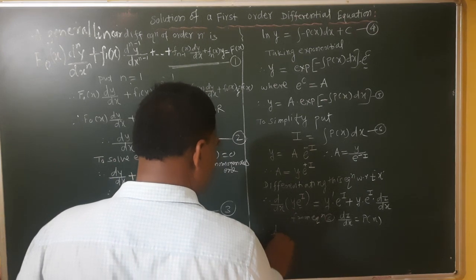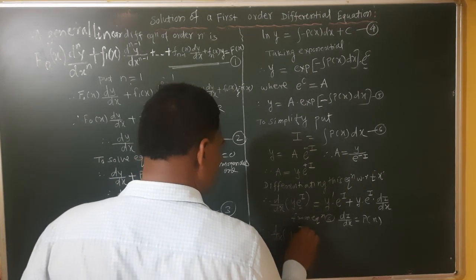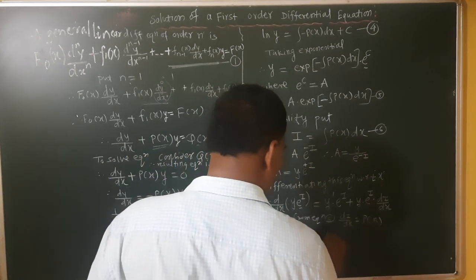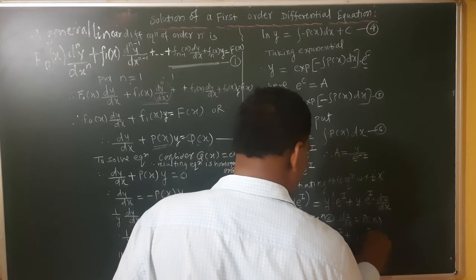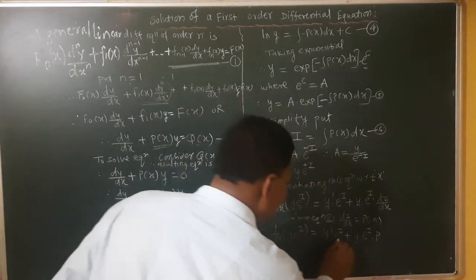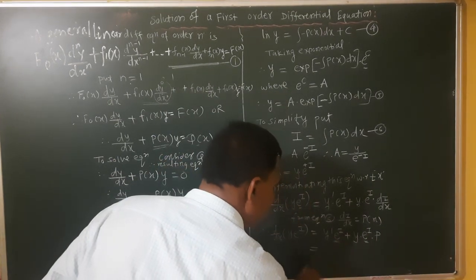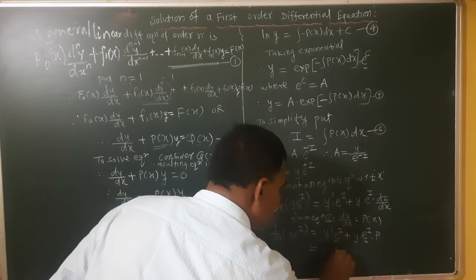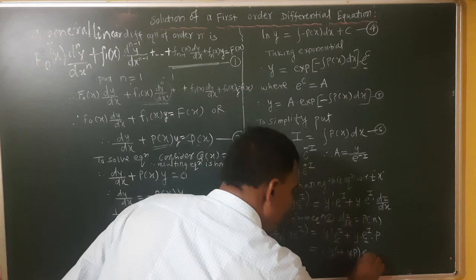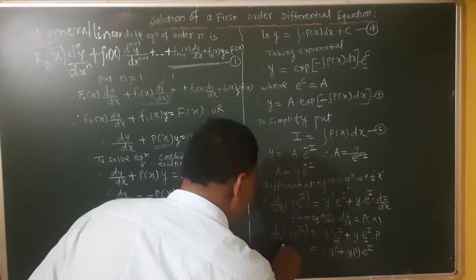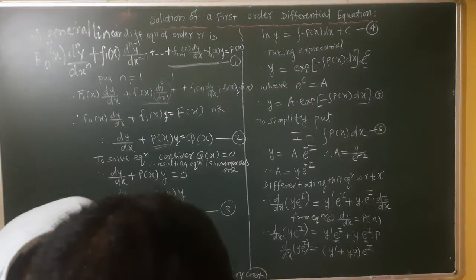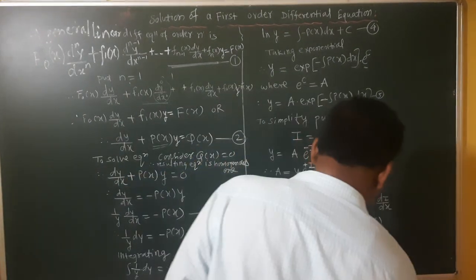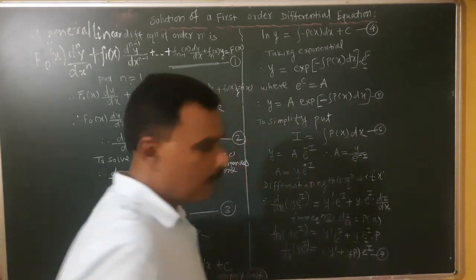Finally, d by dx of y into e raised to I is equal to y dash e raised to I plus y into e raised to I into p. Taking e raised to I as common, therefore y dash plus yp into e raised to I. This is d by dx of y into e raised to I, and this is equation number 7.